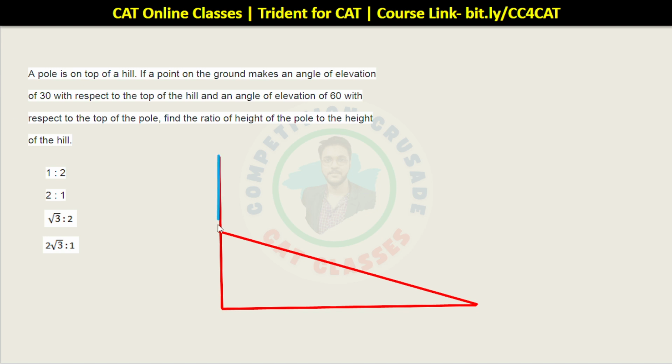Suppose this blue line to be the pole, and this is the angle of elevation from the ground. Now I don't know much about trigonometry, I just know some basic special triangles, and the special triangles tell me this is 30, this is 60, this of course is 90, so this will be 60, and for this triangle it will be 30.